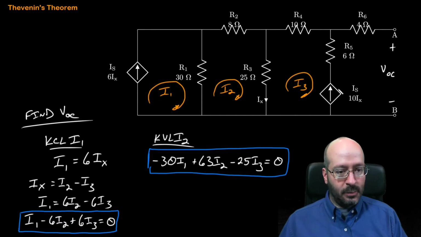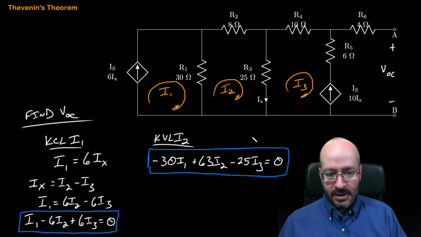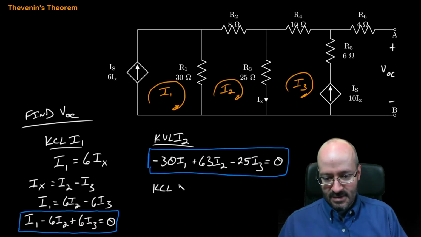Let's see what it is. We have another current supply over here, and I3 is the only mesh current that touches it. No super loops in this one, which was kind of nice. KCL for I3.